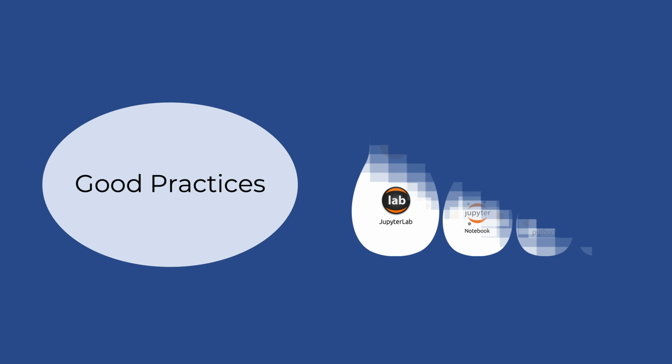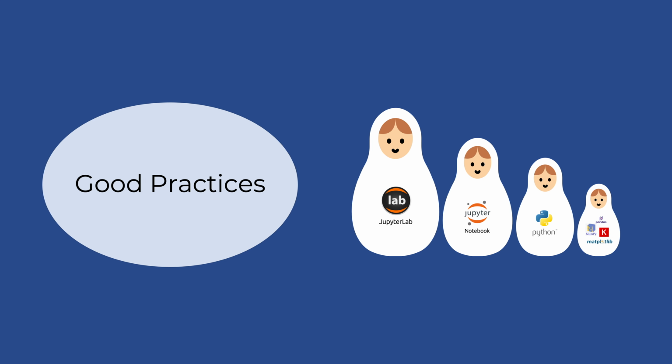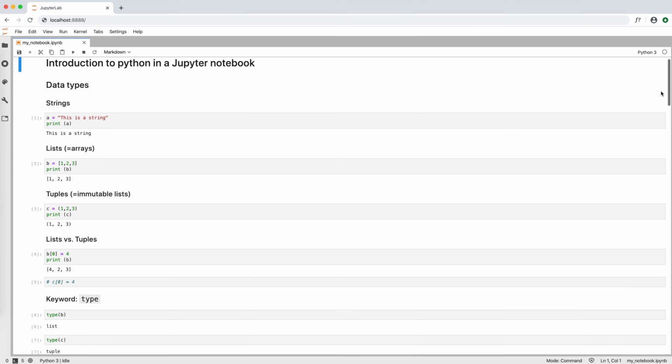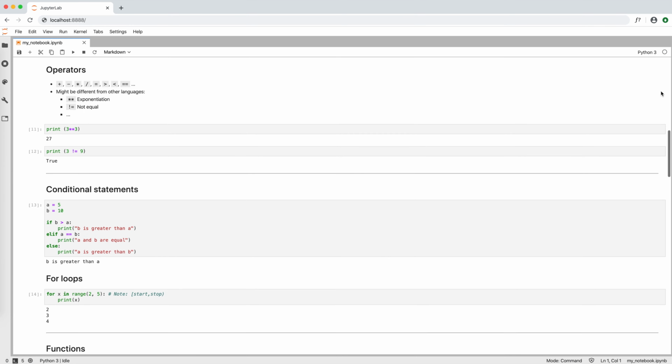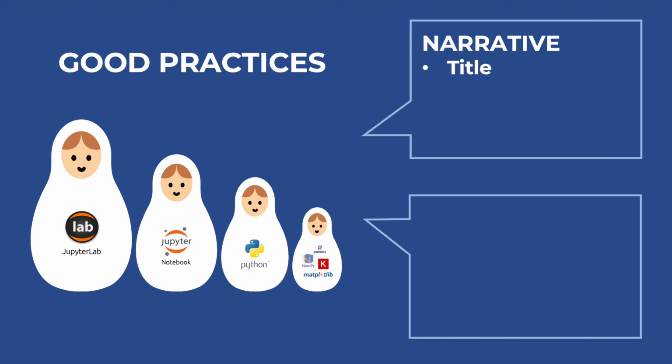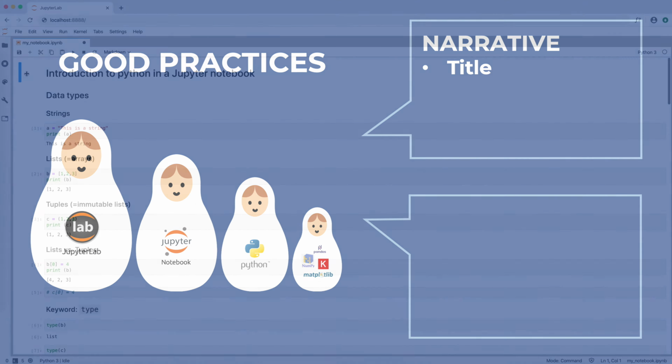How do we create a Jupyter notebook that is human-readable, that we can share with other scientists in a productive way? Let's look at the notebook we have created during these videos and let's make some improvements. Let's start with the narrative, title.